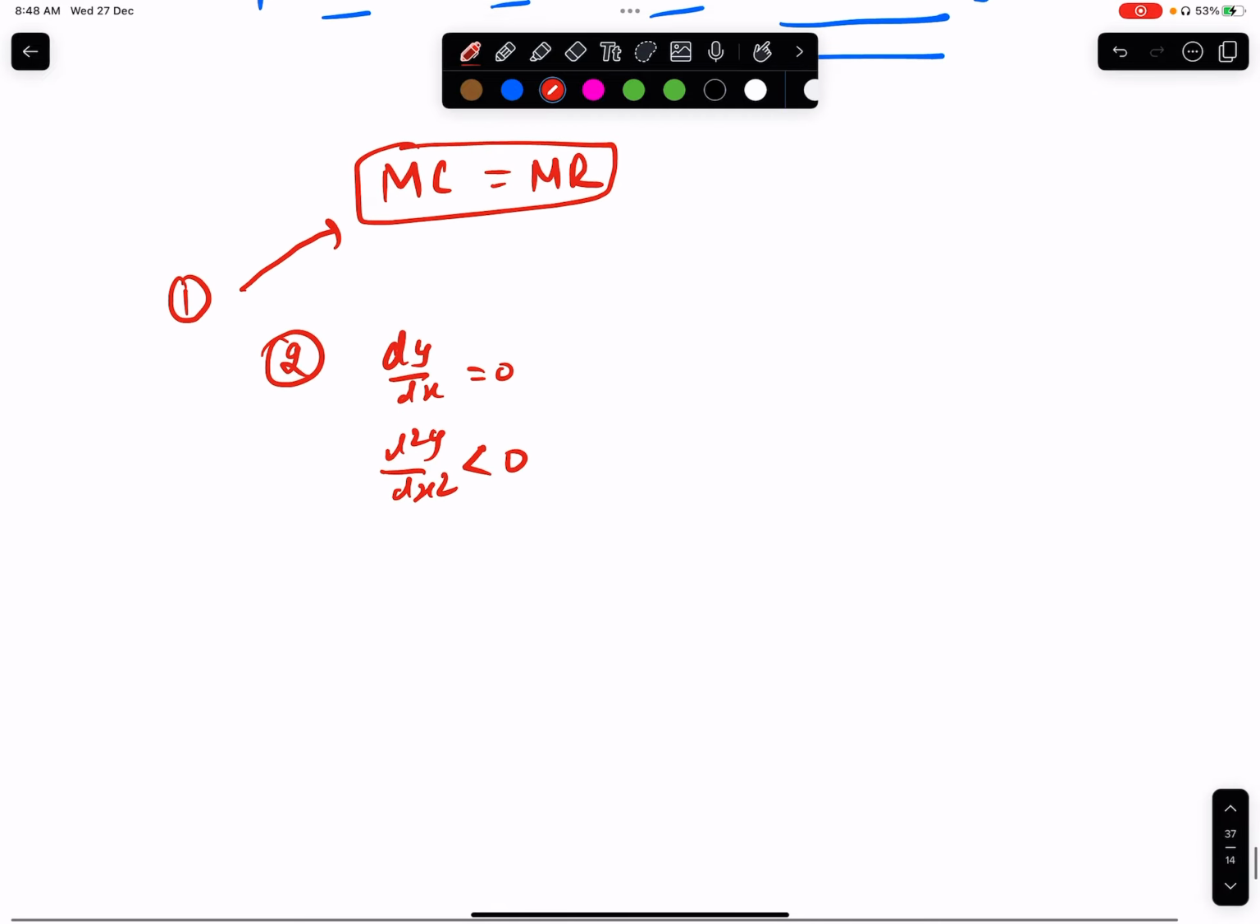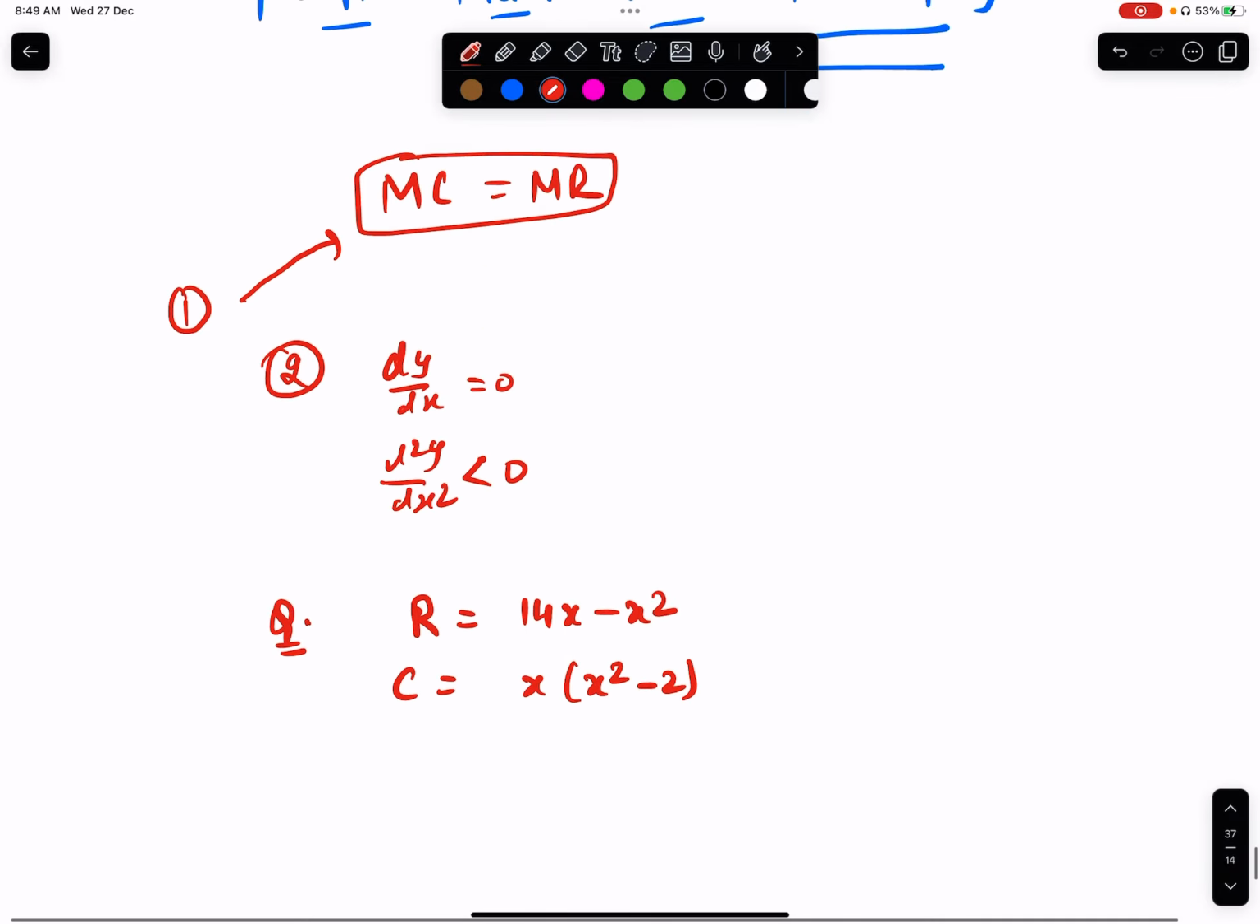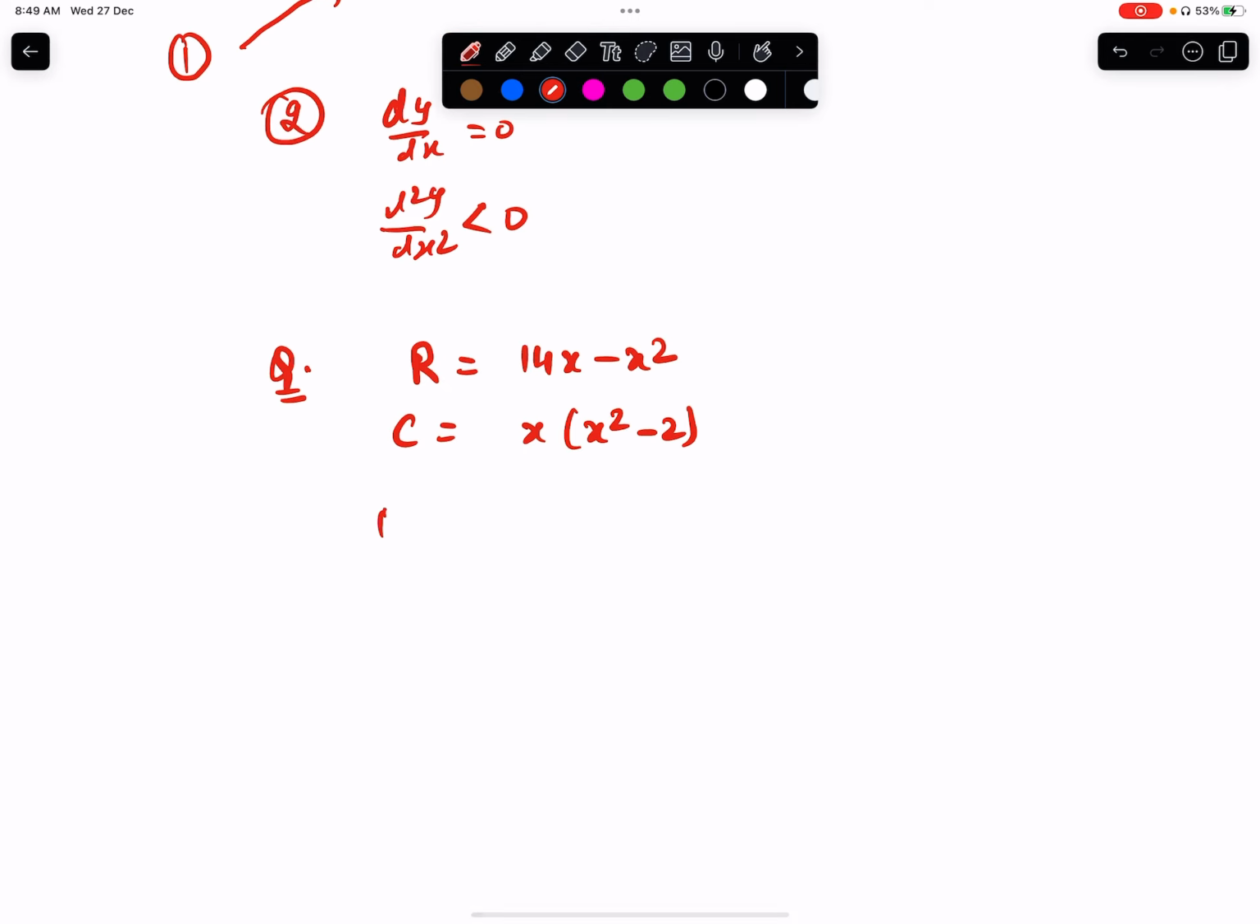So let's suppose we have question number one. We have R equals 14x minus x square, and we have C equals x into x square minus 2. What we have to do is profit maximization. This is the case of monopoly. Marginal cost is the derivative of total cost, as we have total cost C equals x into x square minus 2. Profit equals revenue minus cost, that is 14x minus x square minus x cube minus 2x. So that will be 14x minus x square minus x cube plus 2x. Sorry, this is plus 2x.